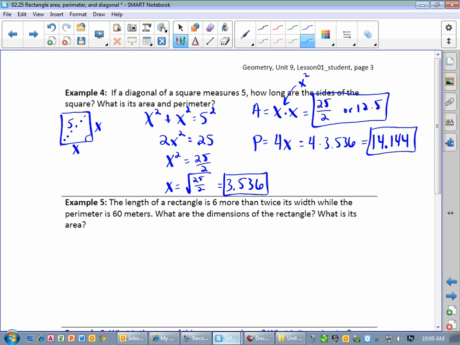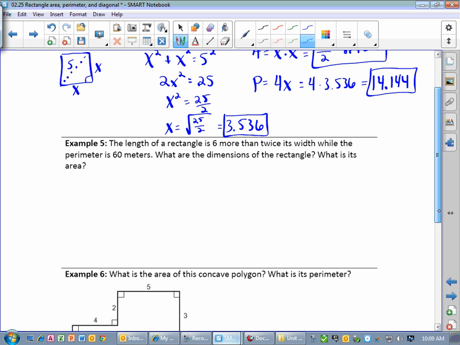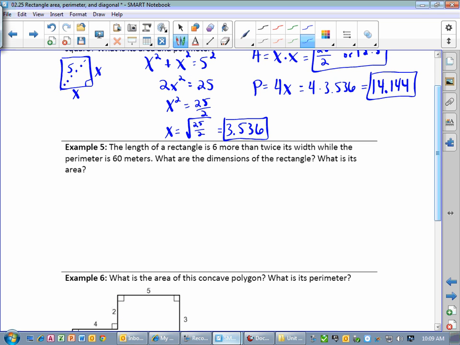So notice with a square, the area is just the side length squared. The perimeter is 4 times the side length. But when in doubt, just remember a square is a rectangle, so you can still use length times width, and you can still use 2L plus 2W.